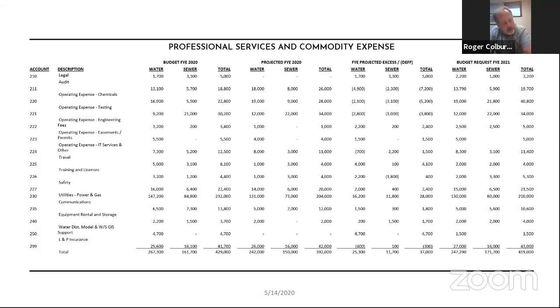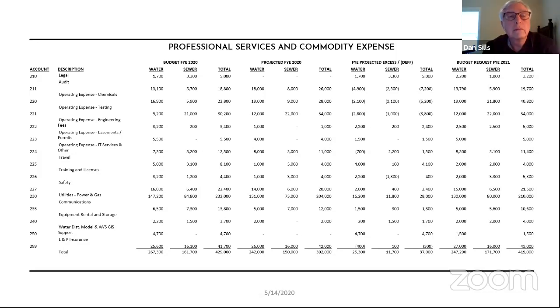The next, yes, those line items, are they a little bit out of sync? They are, and I noticed that. I just said the next item was the testing. It's actually chemicals. I'm sorry about that. That's what it is. Okay.